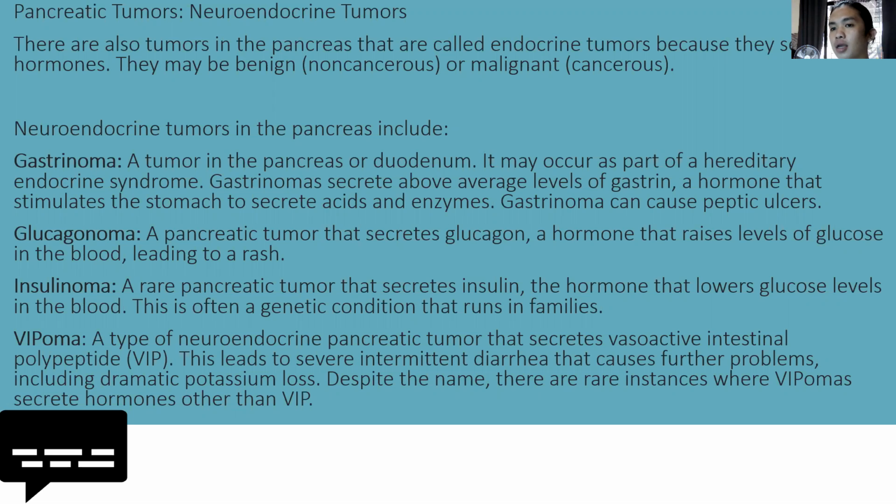In insulinoma, a rare pancreatic tumor secretes insulin, the hormone that lowers the glucose levels in the blood. This is often a genetic condition that runs in families. The vipoma is a type of endocrine pancreatic cancer that secretes vasoactive intestinal polypeptide, or VIP. This leads to severe intermittent diarrhea that causes further problems, including potassium loss. So despite the name, there are rare instances where vipomas secrete hormones other than this.